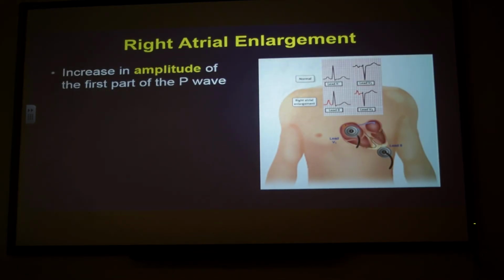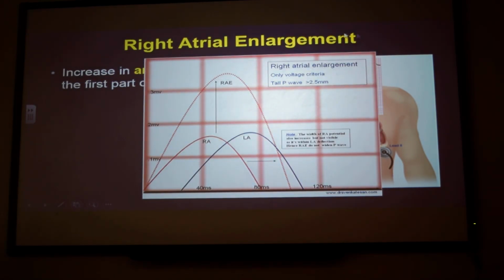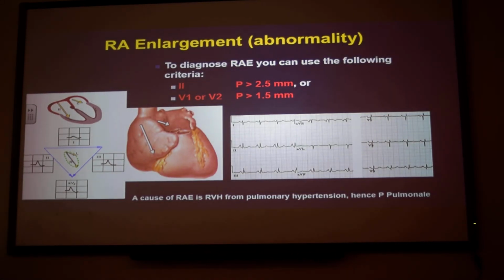So increased amplitude in the first part of the P wave. This is what you see if there is right atrial enlargement, and in lead 2 it should be more than 2.5 and more than 1.5 in V1. So the amplitude will be bigger. The left atrial activation is still there, but we cannot see it because the height is mainly from the right atrial enlargement. So let's show this example.